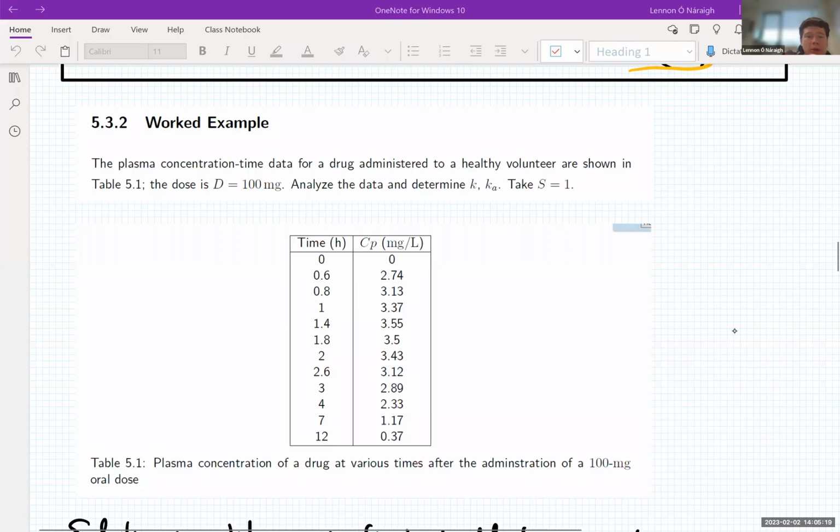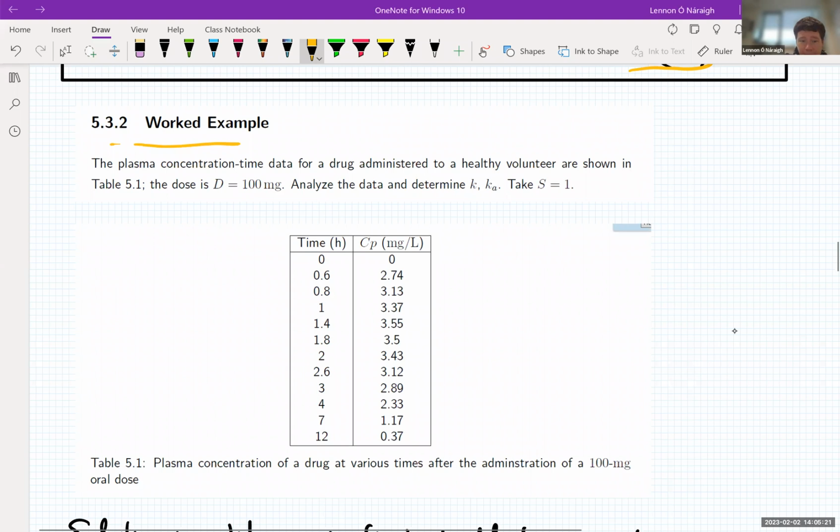Okay, so next I'm going to go through this worked example with you. Here we're given the plasma concentration time data for a drug that's administered to a healthy volunteer, and the data are shown in this table. The initial dose is 100 milligrams, and we're asked to analyze the data and determine K and Ka. We're given that the salt factor is 1.